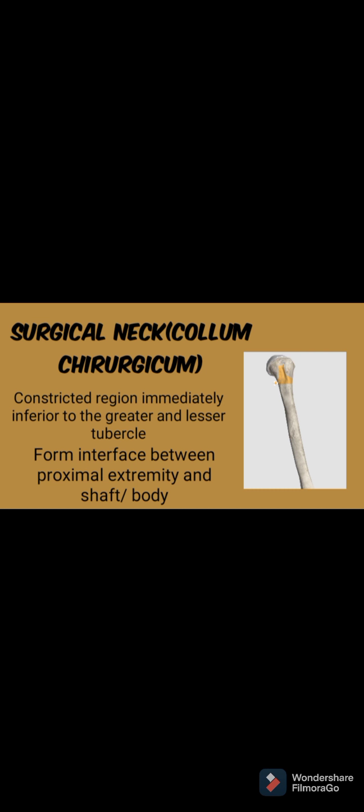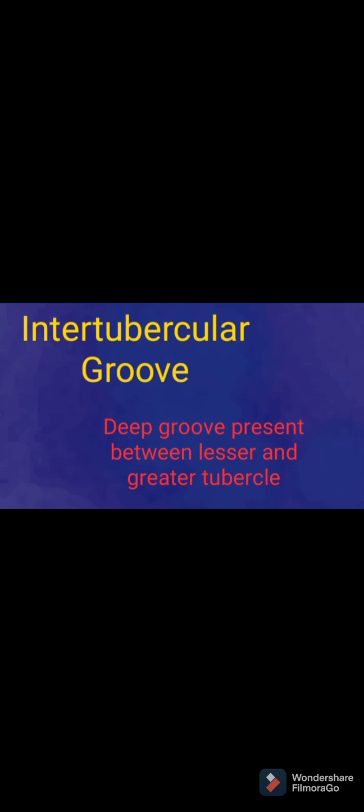The intertubercular groove is a groove present on the anterior surface between the greater tubercle and the lesser tubercle. Thus, this groove separates both tubercles. It extends into the upper third of the shaft of the humerus and houses the tendon of the biceps brachii muscle. Next, the shaft or body of the humerus consists of the deltoid tuberosity, radial groove, anterolateral surface and anteromedial surface.